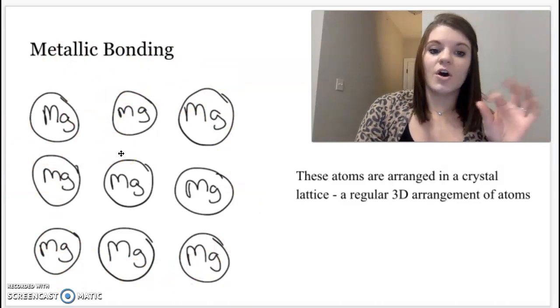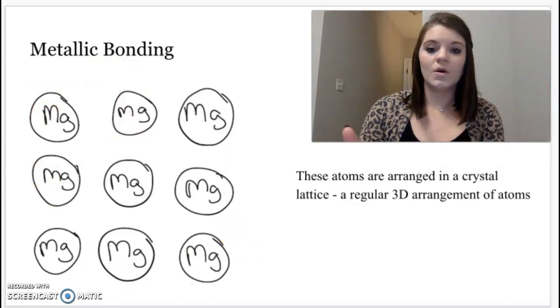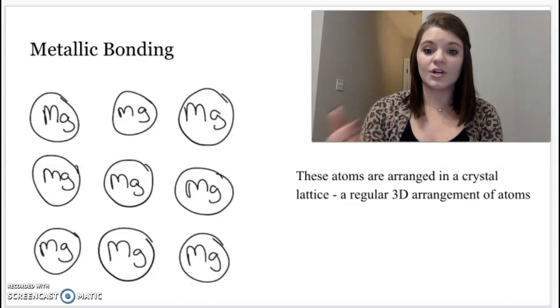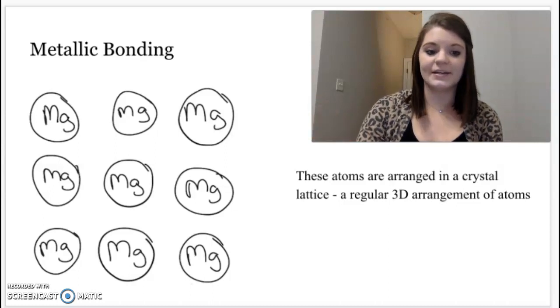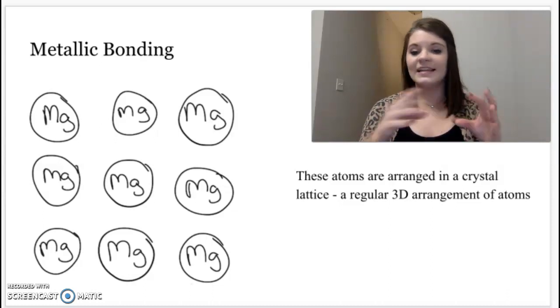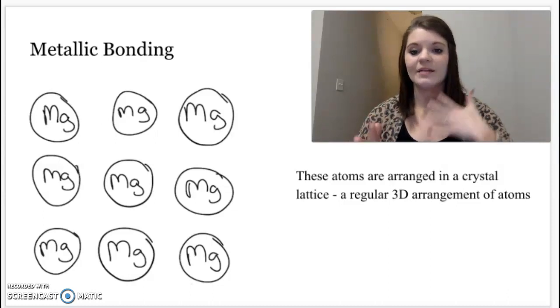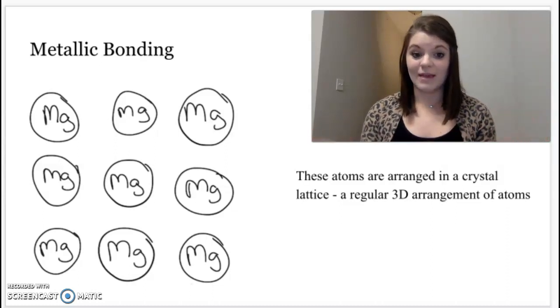Okay, so we call this structure, the atoms of metal, a crystal lattice. Okay, what I mean by a crystal lattice is it's just a regular 3D arrangement of atoms. So kind of think of apples or oranges in the grocery store, how they're all nicely stacked up in that pyramid. Okay, so that's kind of how atoms are arranged in metals.